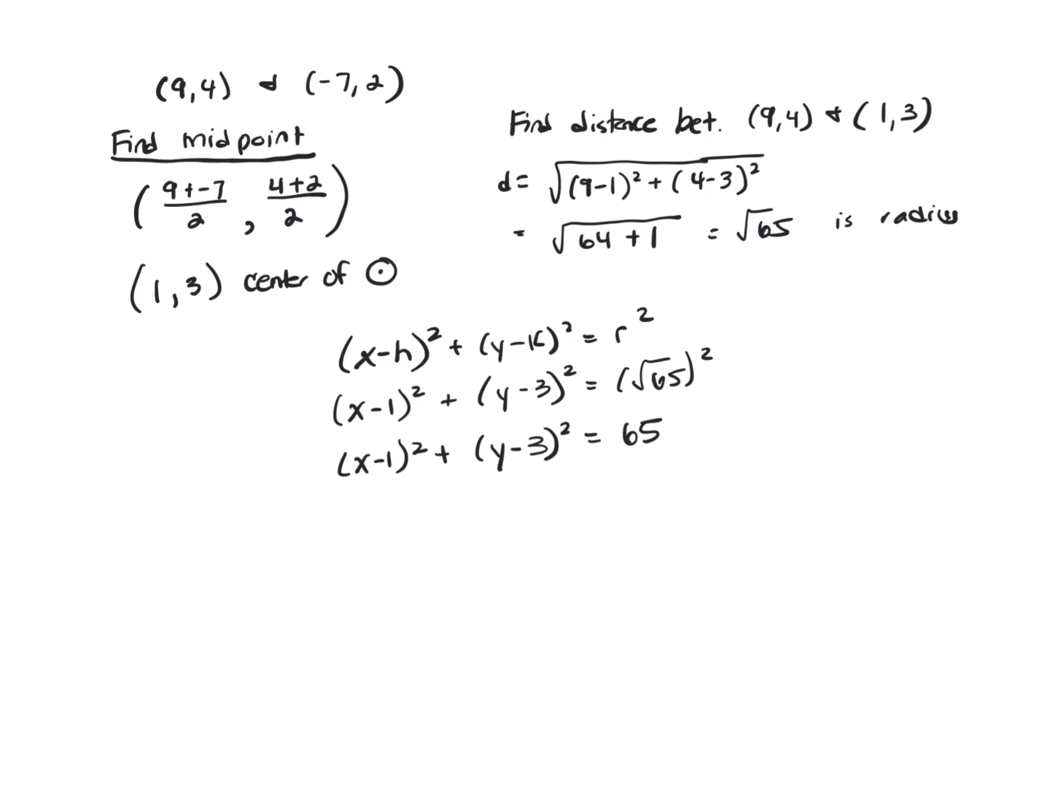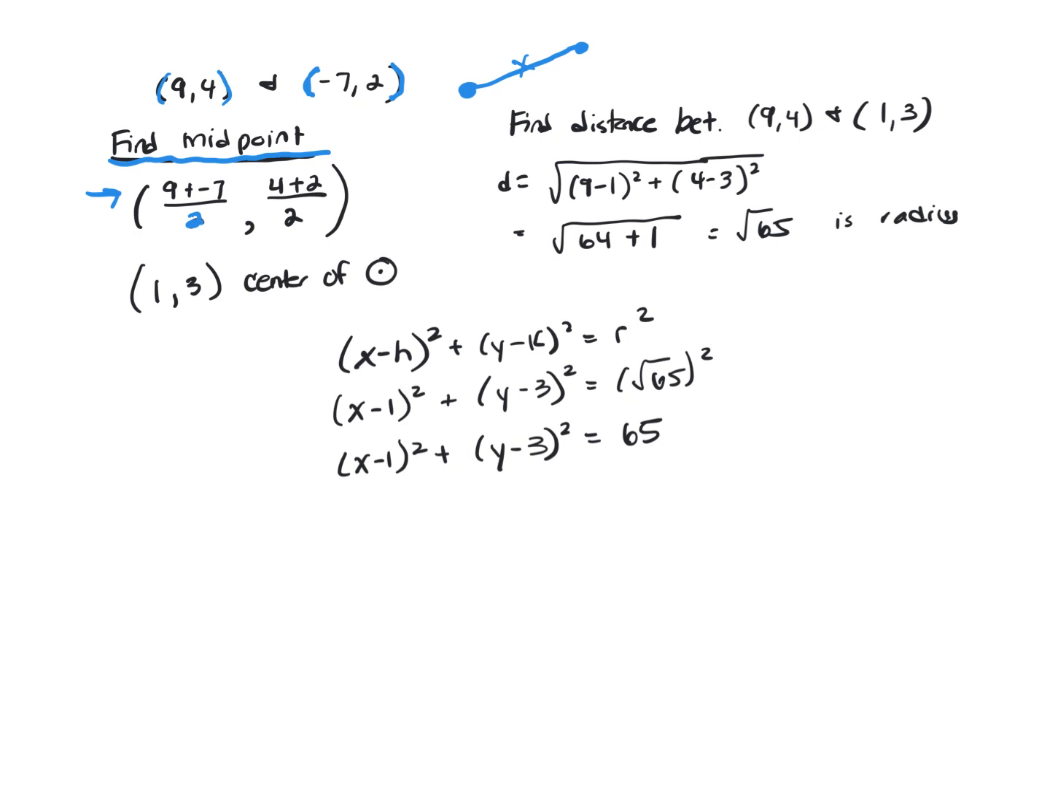We are trying to find the equation of the circle that has endpoints on the diameter of (9, 4) and (-7, 2). So if you think about that being (9, 4) and this being (-7, 2), that's the diameter. And halfway in between that, which would be called the midpoint, would be the center of the circle.